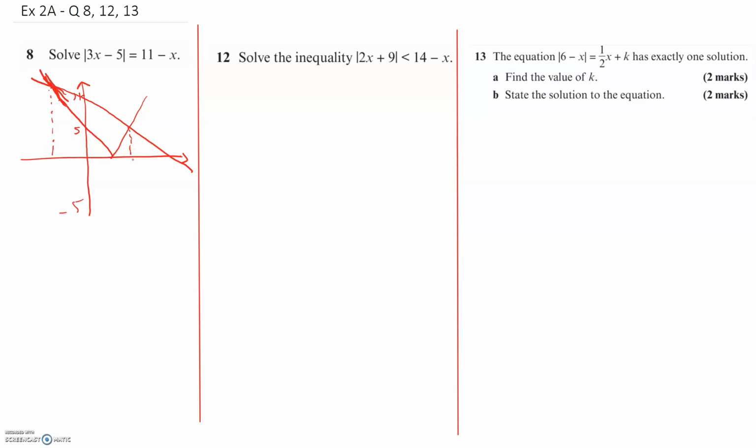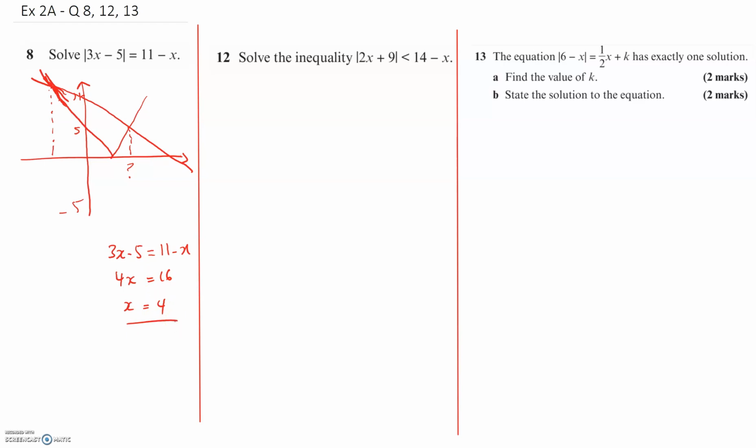If I start with the one on the right first, because that's a bit straightforward, this line here is going to be the positive version of our modulus function. So that's going to come from 3x minus 5 equal to 11 minus x. So that's how I'm going to find this first solution. Quite simply, I'll rearrange that, so I get 4x equals 16, so x equals 4. So that's the first solution.